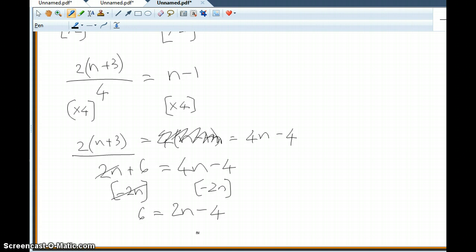Now I'm going to put everything else on the other side of the equation. To do that, I'm going to add 4. Watching this, Hamish? I'm going to add 4 to both sides. It's the opposite operation. And I get 10 equals 2n. n therefore must equal 5.